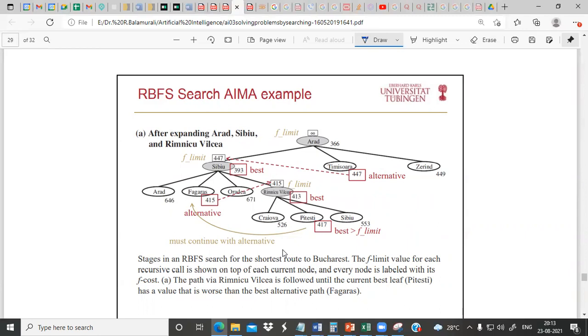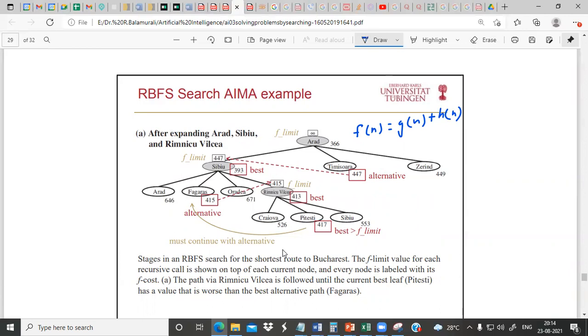So we are starting with Arad, which is the initial state. So its F limit is infinite. Now for Arad, we calculate f(n). f(n) equals g(n) plus h(n). What is that? We have calculated it several times, that is 366.